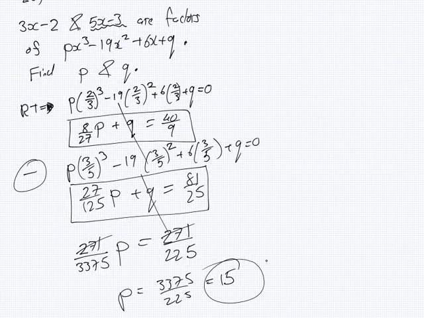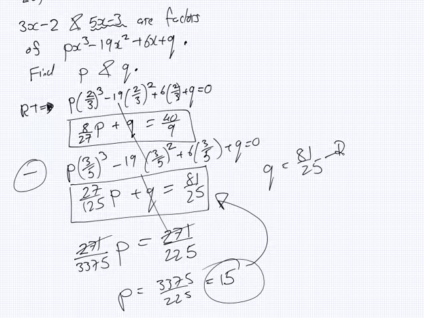Right, now how can I get the Q? Sub that back in there, so I get Q equals 81 over 25 minus 27 over 125 times 15. So let's see what I get here.